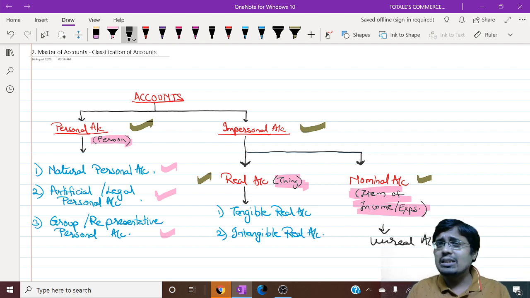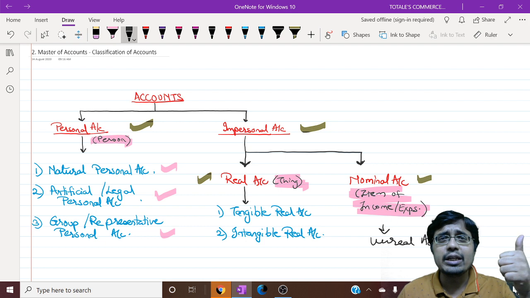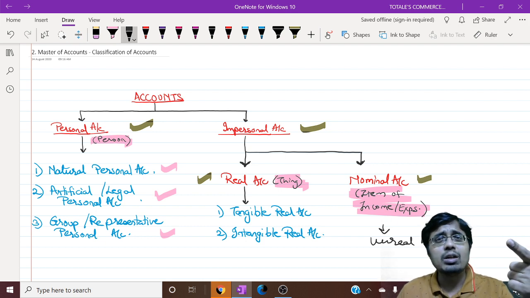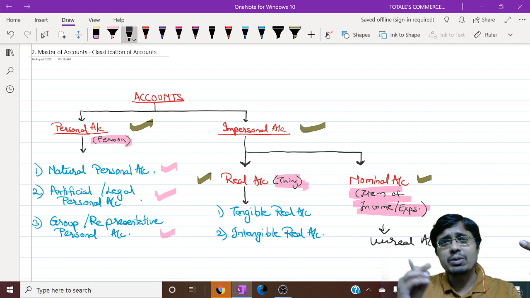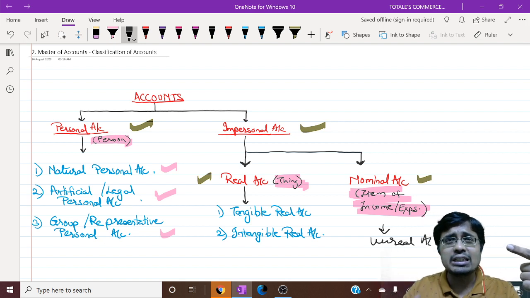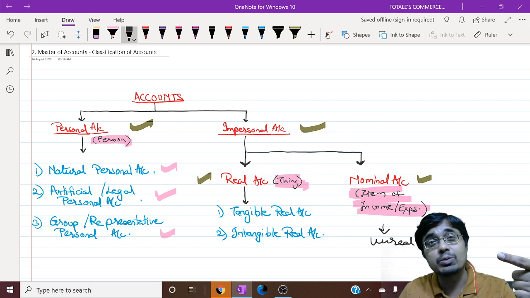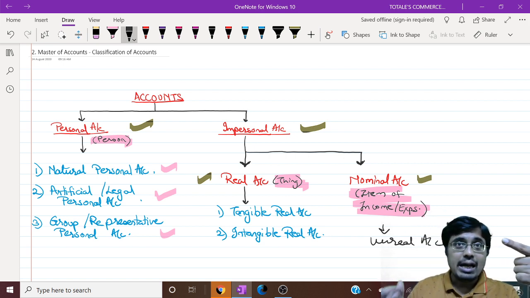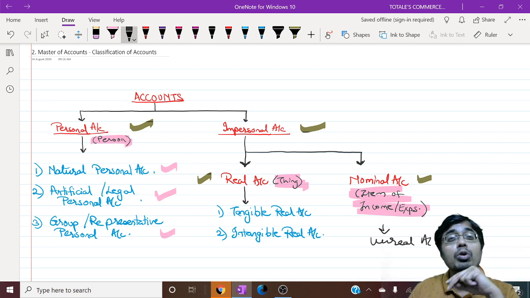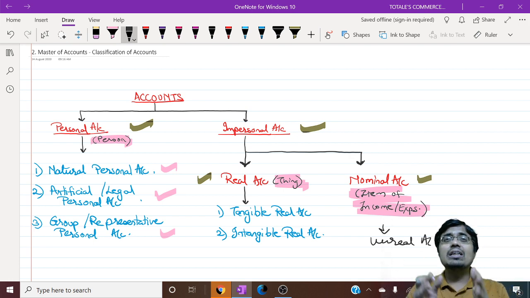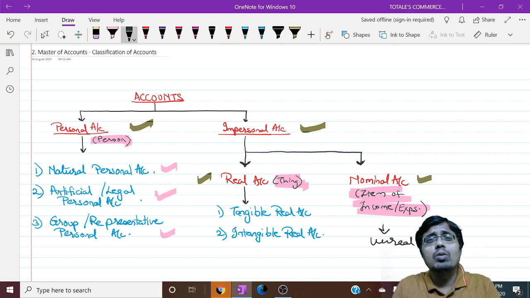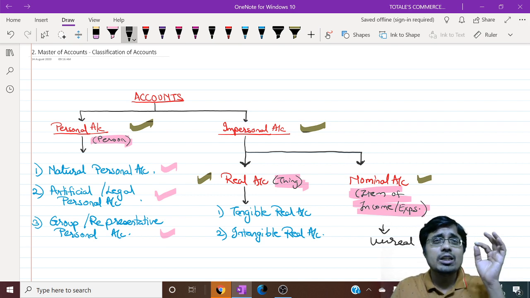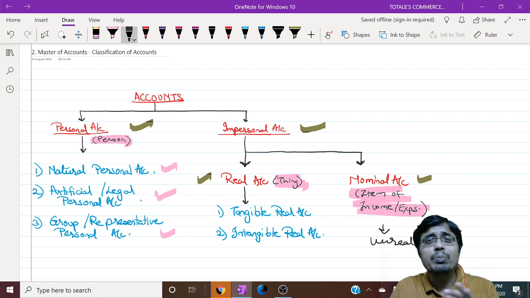Now personal accounts have three subtypes: natural persons, which deals with human beings; and artificial or legal persons, which are persons created by human beings or by law. It includes business partnership firms, companies, cooperative societies, clubs, trusts, educational institutions, governments, bodies, banks, etc. And last and most interesting is the group or representative personal account. These are accounts denoting a group, or accounts which represent a particular person. All outstanding expenses, prepaid expenses, accrued incomes and pre-received incomes are group or representative personal accounts.